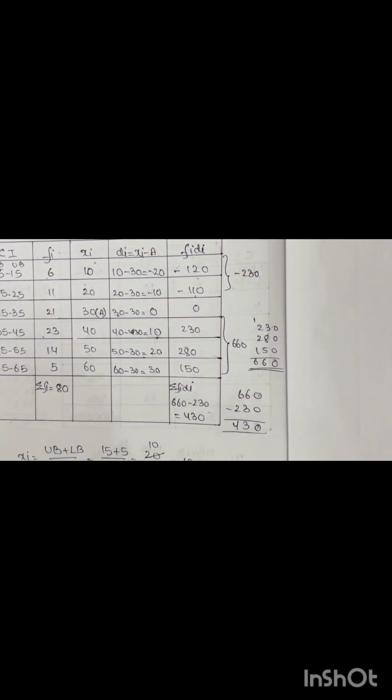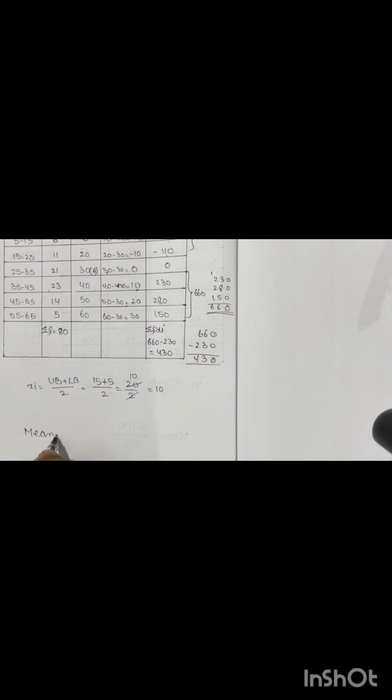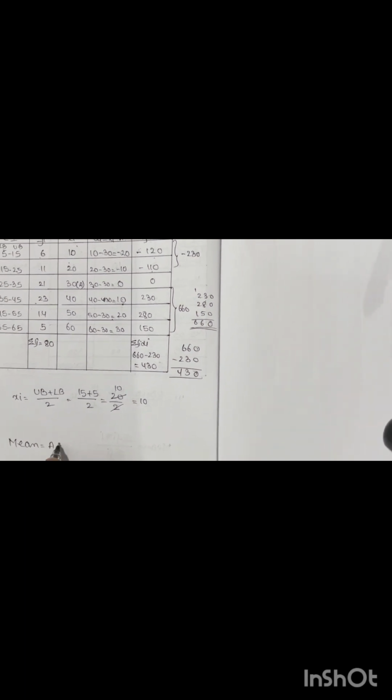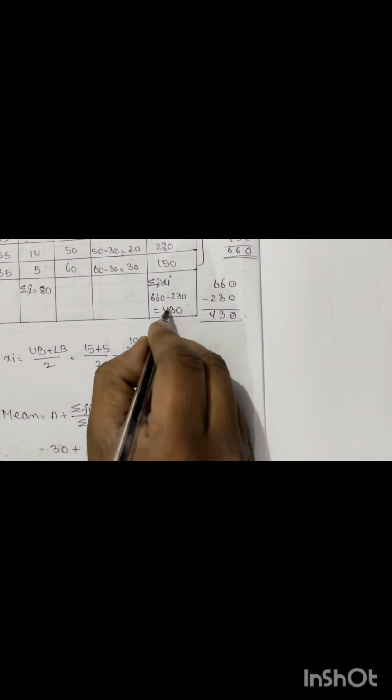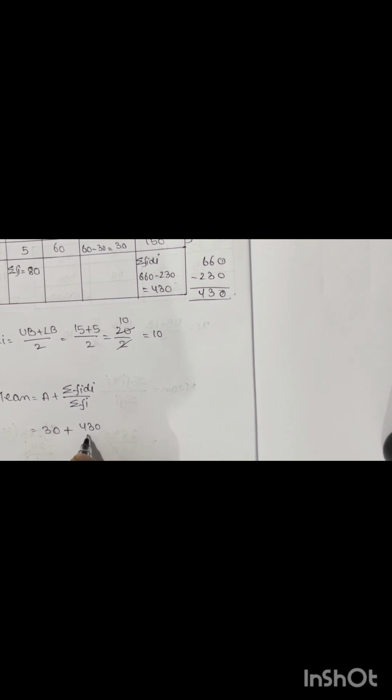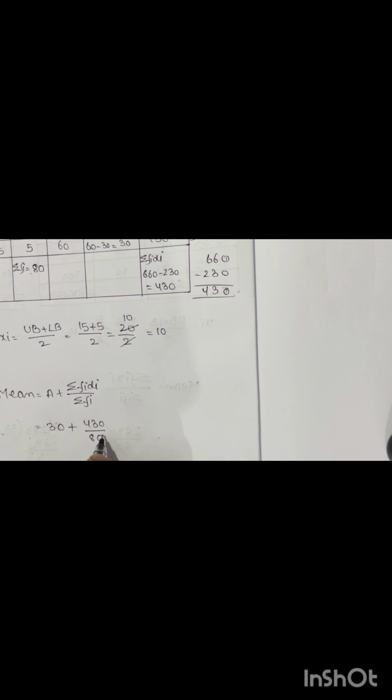Now coming to the main solving part, here we are going to calculate the mean. The formula for the assumed mean method is a plus sigma fi di divided by sigma fi. Here we assumed a as 30, plus sigma fi di is 430, divided by sigma fi is 80. Now cancel these two zeros, this 0 gets cancelled. We got 30 plus 43 divided by 8.